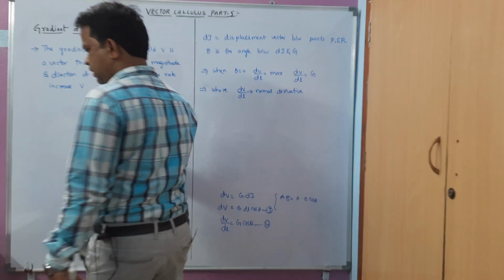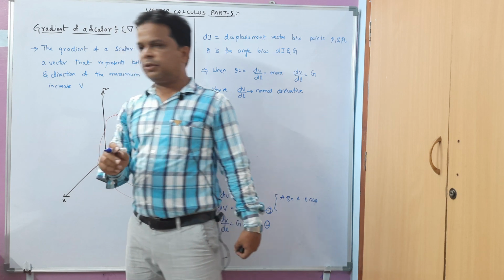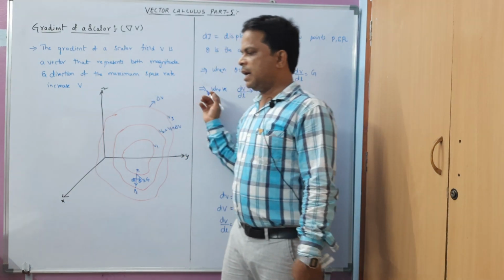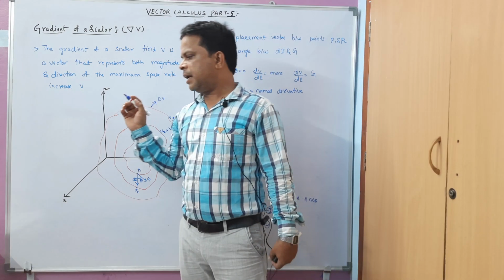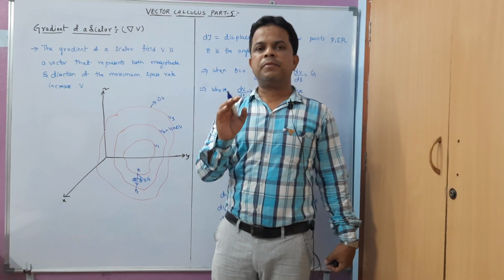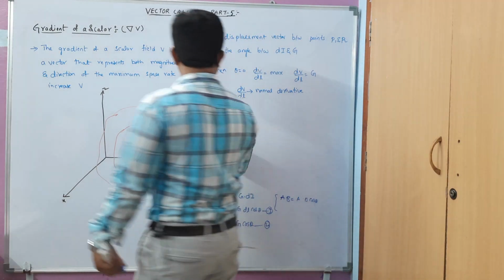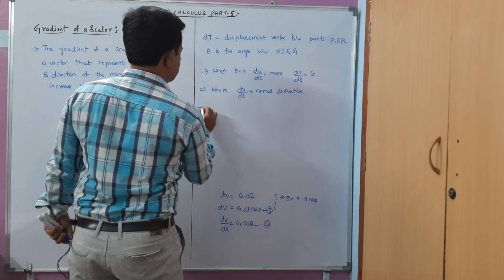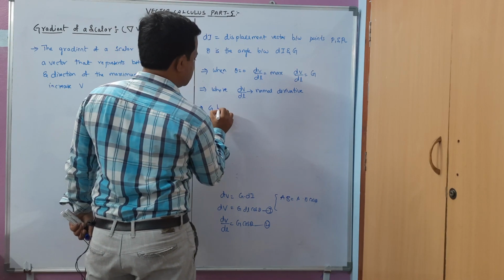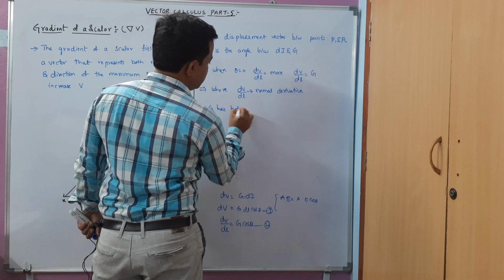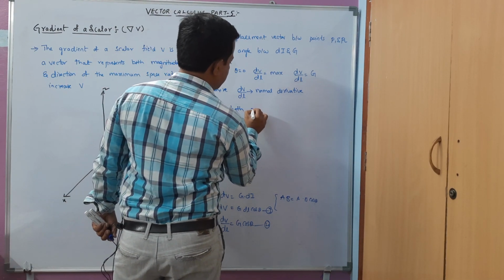Okay, now from this, G has magnitude. So from this we can say that G has both magnitude and direction, and those are of the maximum rate of increase of V. So now we can conclude that G has both magnitude and direction.